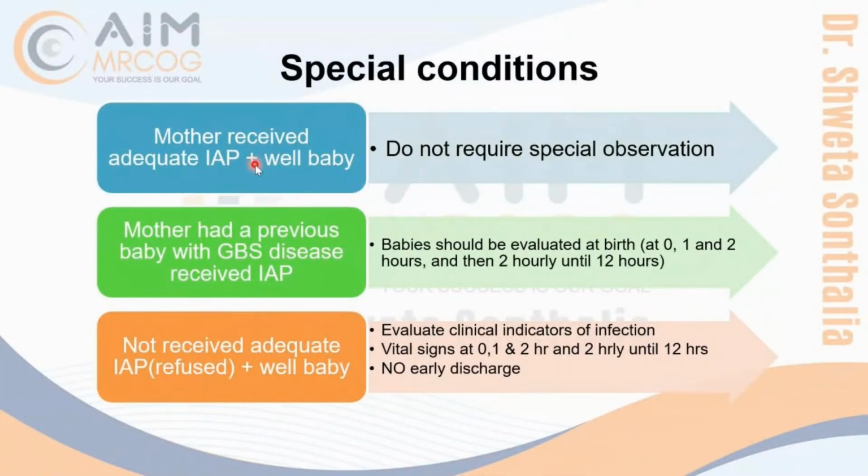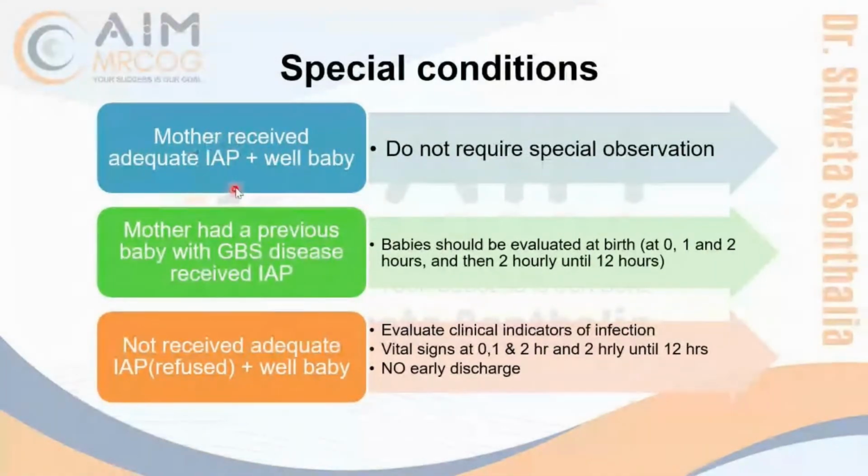If the mother has received adequate prophylaxis and the baby is well, she doesn't require any special observation. So you can even discharge the baby early and you're fine. The mother is fine. You both are happy because the mother received adequate IAP. But if the mother received IAP and the previous baby had GBS, this is the only scenario where, in spite of giving prophylaxis, you're monitoring the baby. So please don't forget this, because sometimes they will give you an EMQ option: IAP plus monitoring of the baby. So you will choose that for a previous GBS baby. This is important to understand, the difference between these two.